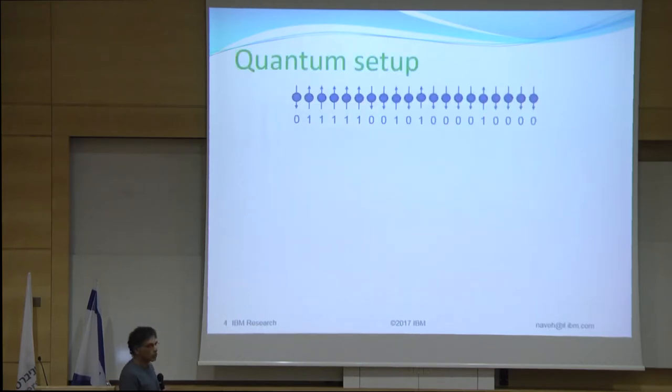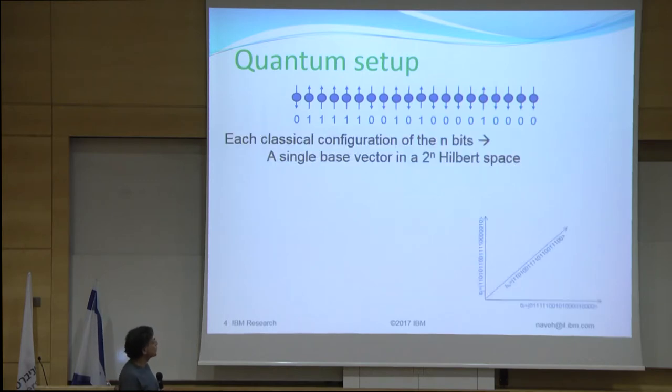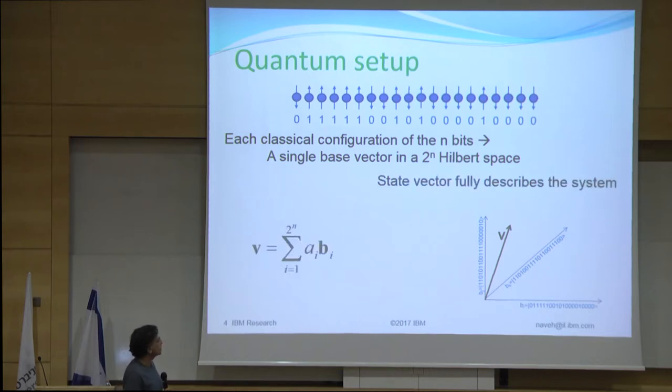So the same thing is in quantum computing, right? We have N bits, but the state is not fully described by those N bits. It's not enough information. To fully describe the state, I need to introduce this vector in a Hilbert space, in a 2 to the N dimensional Hilbert space, where each axis I denote by just one classical state of the bits. And this vector fully describes the system, and I can write it just in the algebraic form.